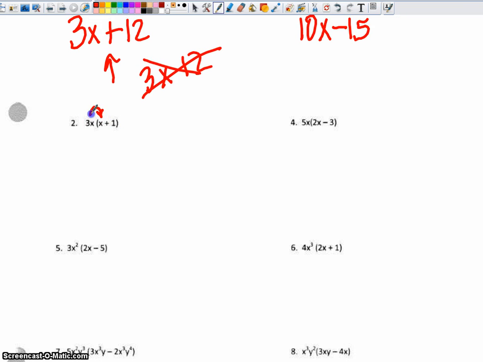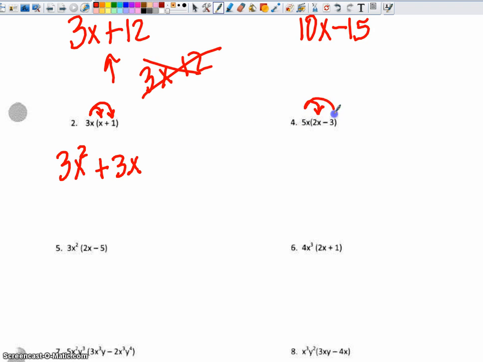3x is going to get distributed. Now we have to deal with exponents. 3x times x. Remember when you're multiplying, you multiply the coefficient, which is your big number, and you add the exponent. If there is not an exponent written, remember it's a 1. So 3x times x becomes 3x squared. 3x times 1 becomes plus 3x. And that's your answer. You're done.